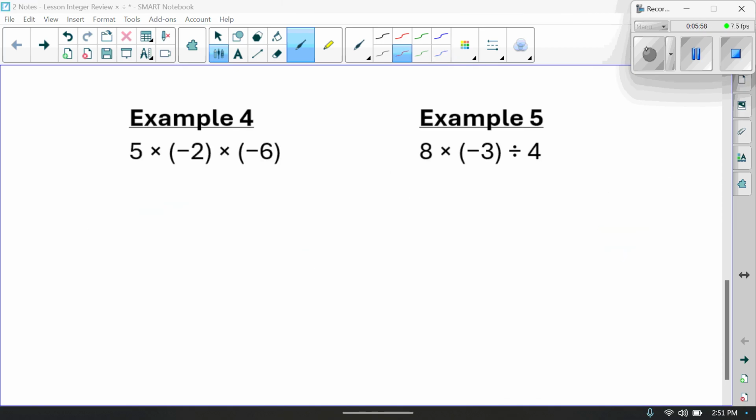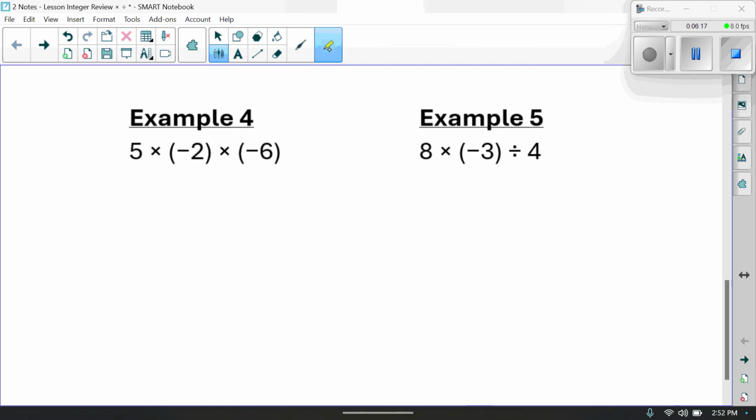All right. So for example 4, we have 3 numbers on there, and of course, how do I deal with the 3 numbers? Order of operations. Very good. So we're going to do multiplication and division from left to right. Very good. So we're going to start with this, okay?